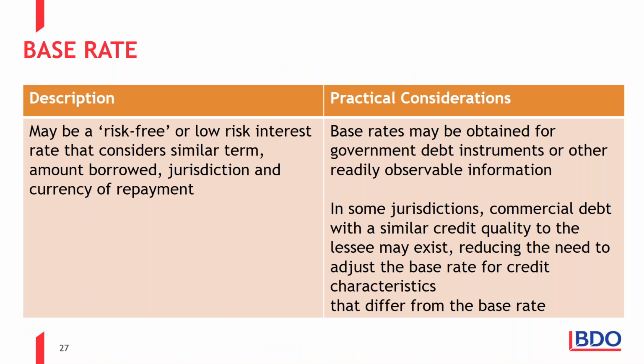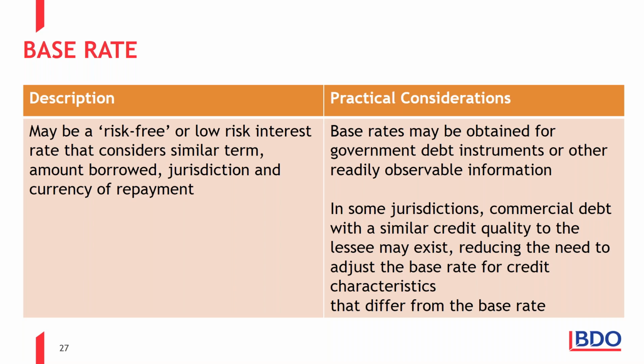So the base rate is probably the starting point, and the base rate here is, in the literature at least, refers to a risk-free or low-risk interest rate that would consider similar term, borrowing, and so forth. Now, in the practical sense, very often the base rate is your risk-free rate in your jurisdiction, whether it be a federal bond rate or so forth. So government debt instruments, where you have a 2 or 5 or 10-year bond, whichever the more relevant one to start off with would be. And that generally is the starting rate for a lot of calculations, or at least if you pull it back, it is the general starting point.